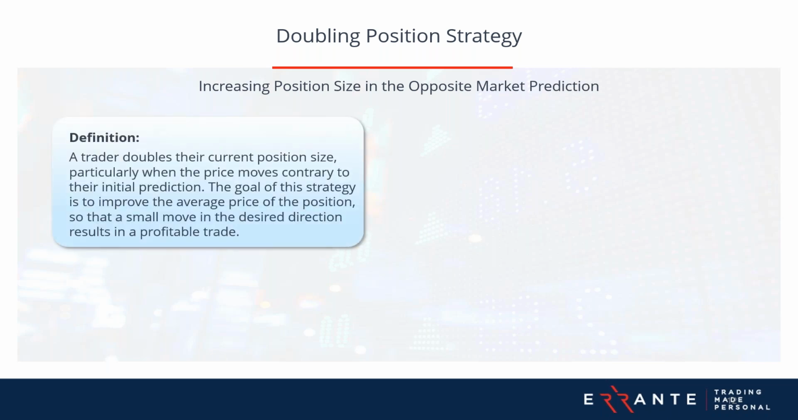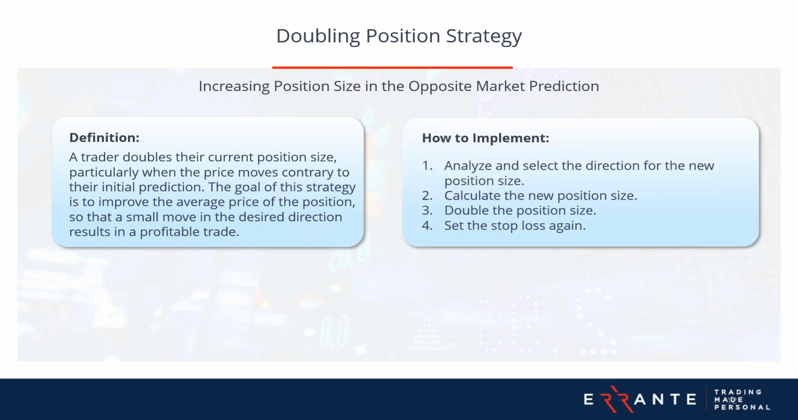The doubling position strategy is employed when a trader decides to increase the size of their existing positions, particularly when the price moves contrary to their forecast. By doing this, the trader aims to improve the average price of the position. This means that even a small movement in the desired direction can quickly turn the trade into a profitable one.